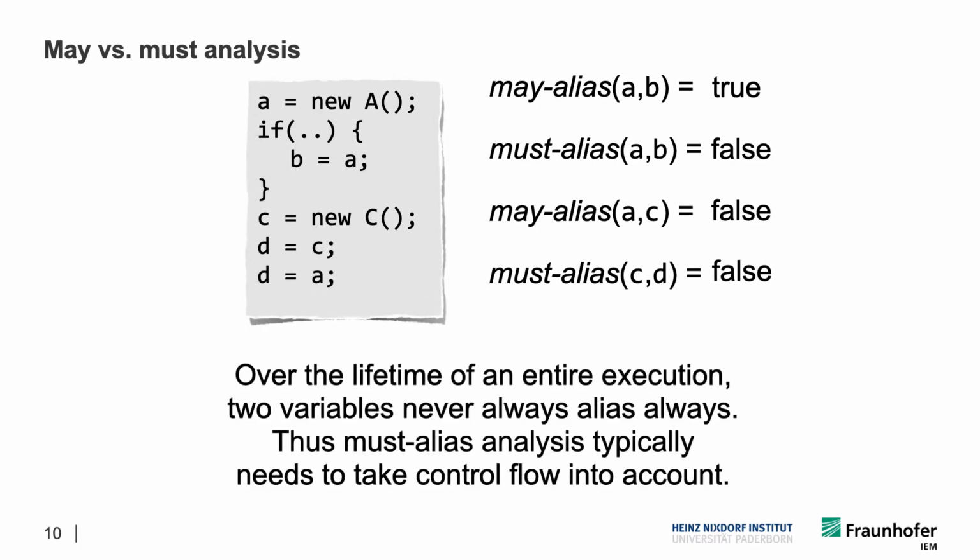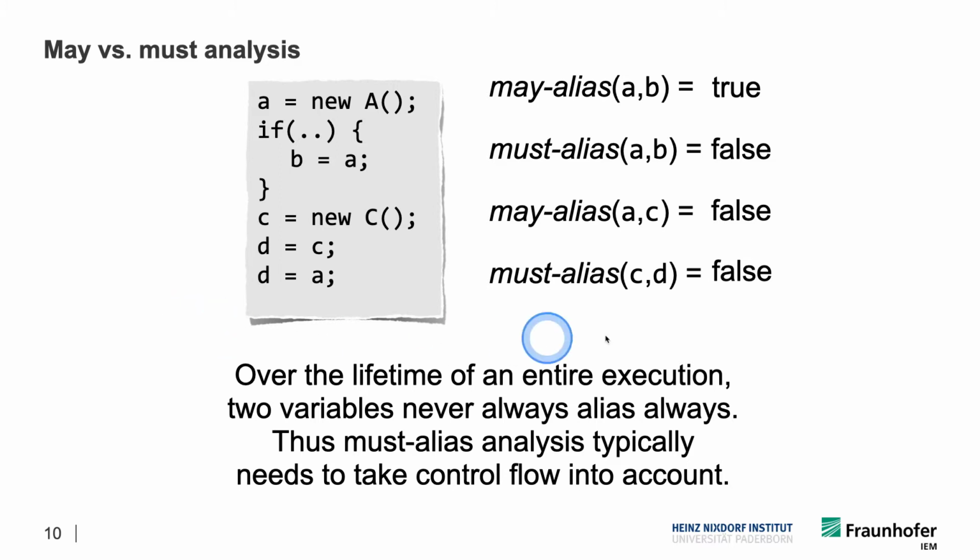But that is not quite true, because we might be extending this program like you see here, right? There might be another assignment to D, for instance. And in general, over the lifetime of an entire execution, two variables never always alias with one another. That's because at the very beginning, each pointer variable is initialized with null, so it doesn't point to anything, and it certainly doesn't alias anything.